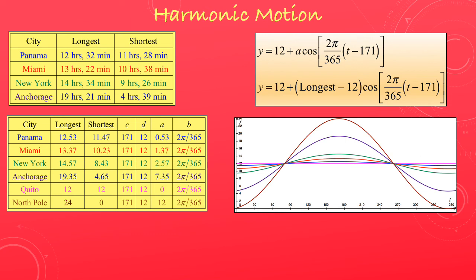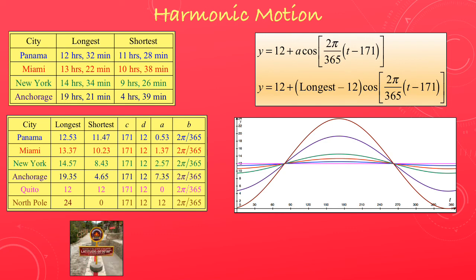So we now can show these 2 graphs, Quito in pink and the North Pole in brown. And we find that Quito is nothing more than a straight line, while the North Pole will show the largest amplitude of all the cities.